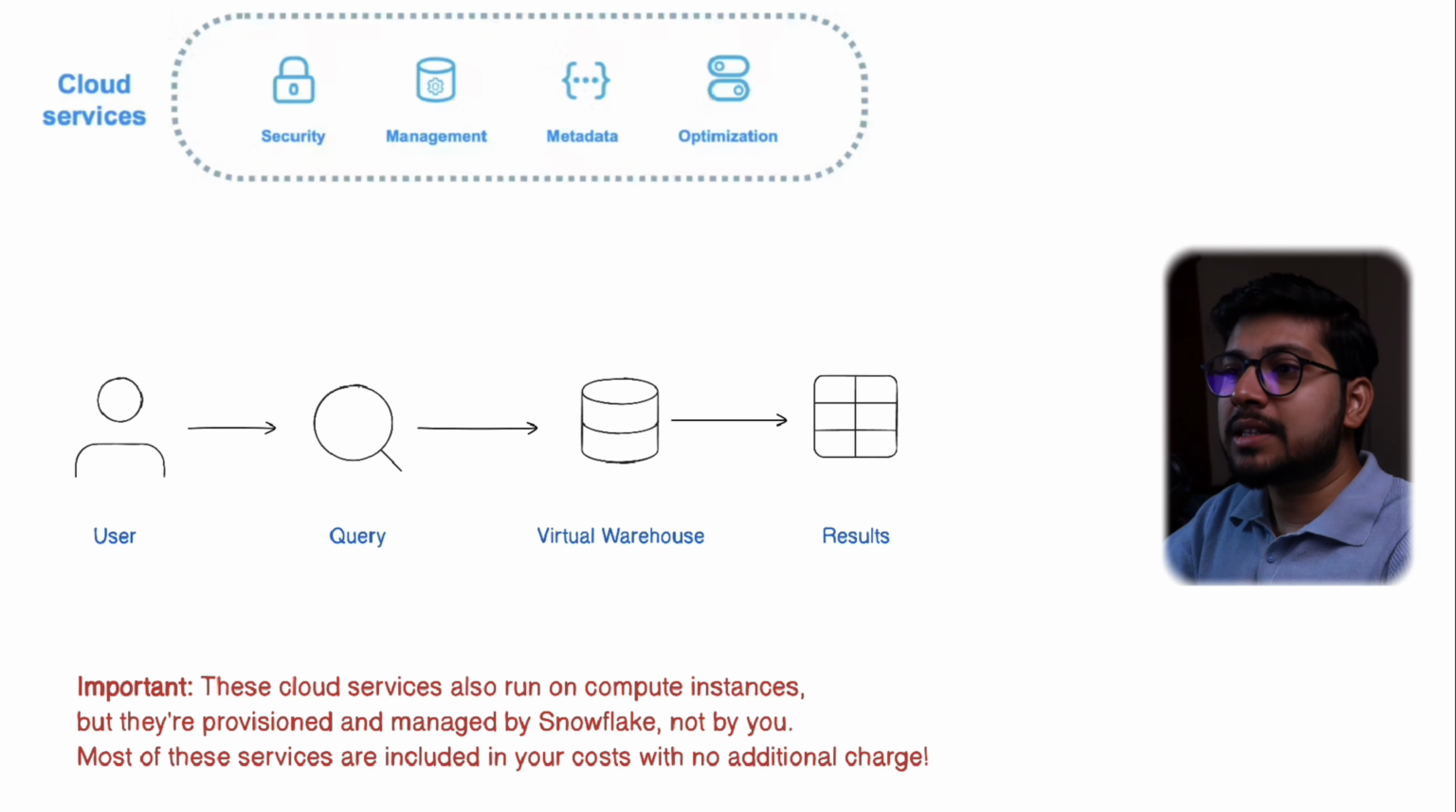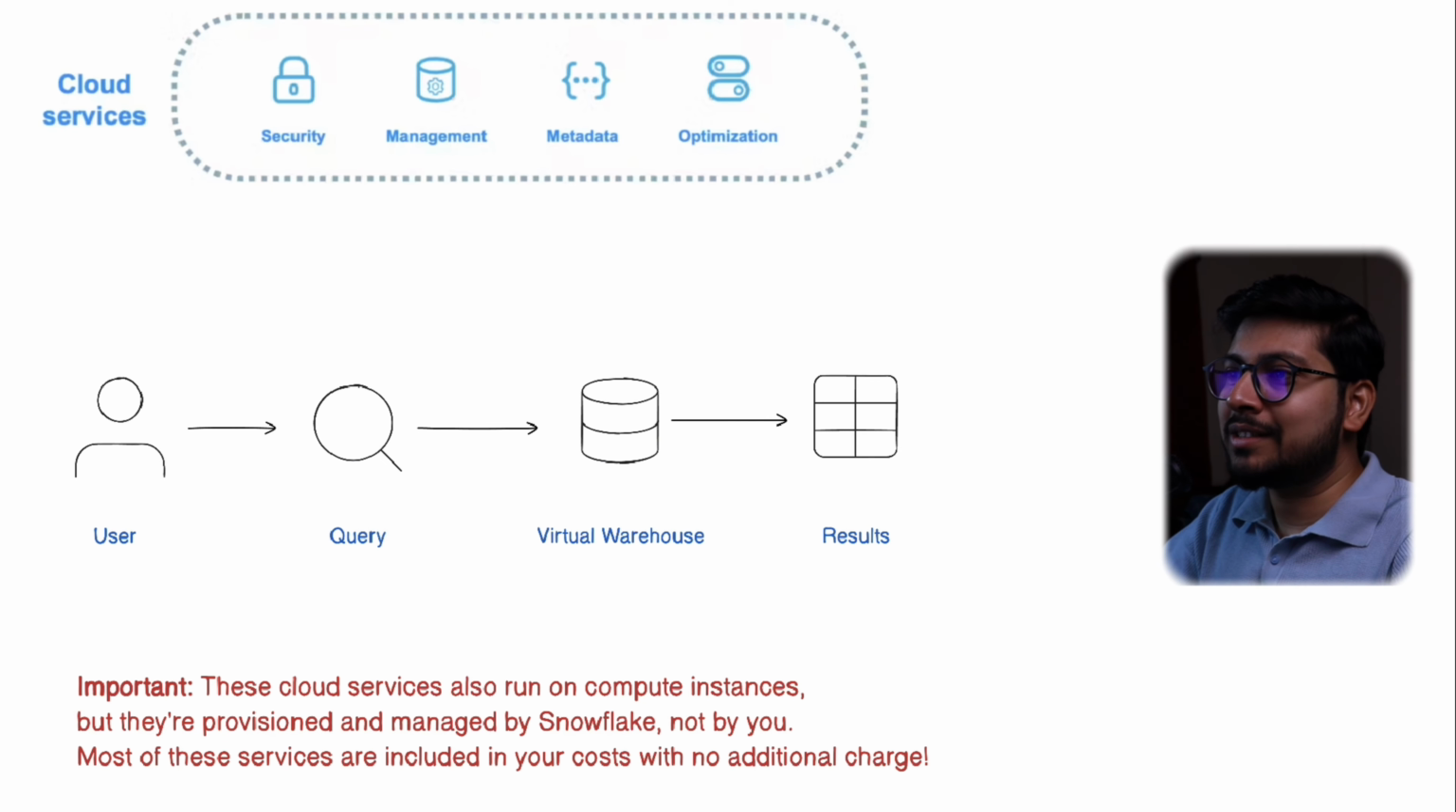Second is infrastructure management. In this layer, it coordinates with AWS, Azure, or GCP. It manages the virtual warehouses, resources, also auto-scaling and auto-suspend of the warehouses. Third is metadata management. The information about your databases, tables, columns, query histories, all of these are stored over here. Fourth is query optimization. In this layer, it parses your SQL query, creates optimal execution plans, and handles query compilation and optimization. Now there is an important thing to notice here. These cloud services also run on compute instances, but they are provisioned and managed by Snowflake only, not by you. Most of these services are included in your cost with no additional charges.